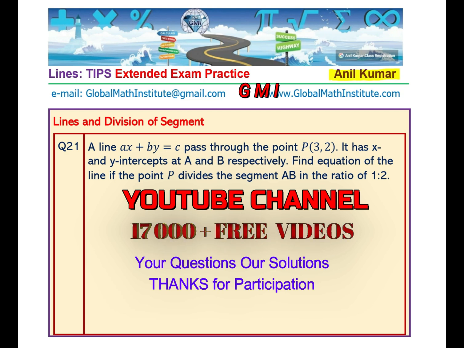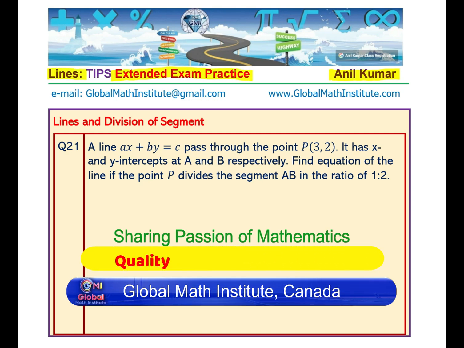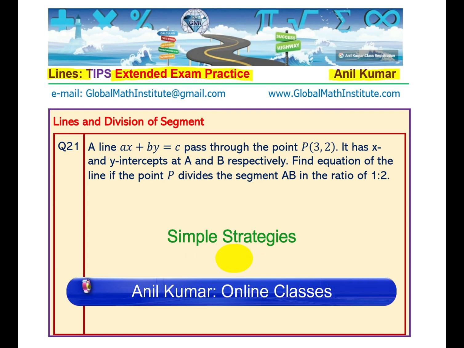We are now discussing extended exam practice questions on lines. Question number 21: a line ax plus by equals c passes through the point P (3, 2). It has x and y intercepts at A and B respectively. Find the equation of the line if the point P divides the segment AB in the ratio of 1 is to 2.